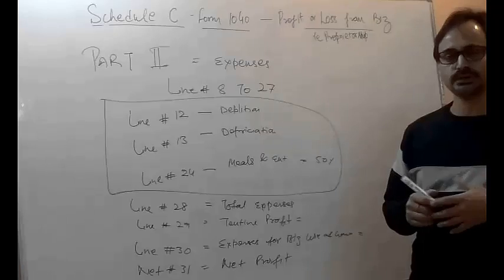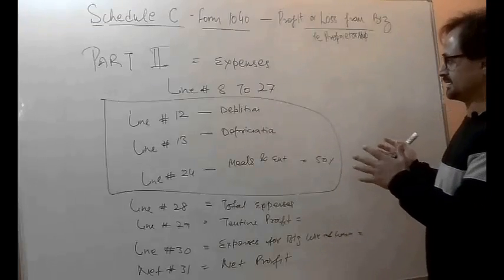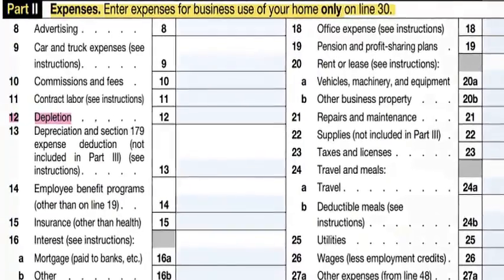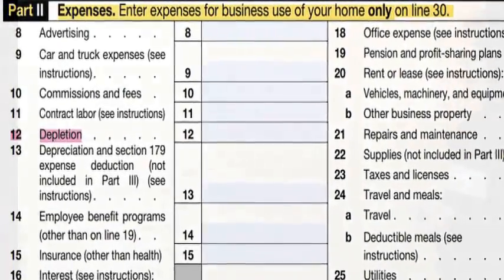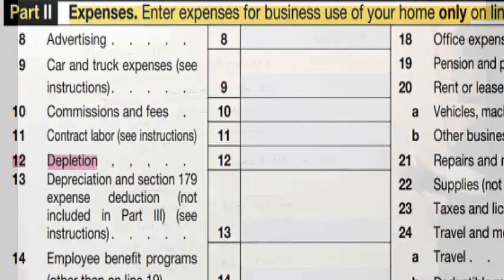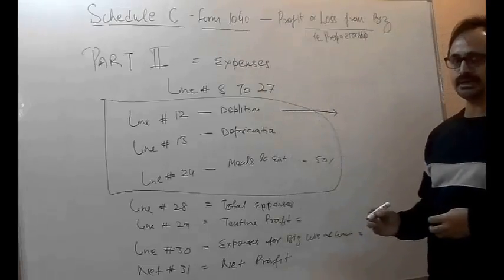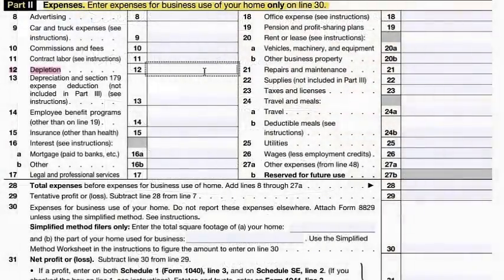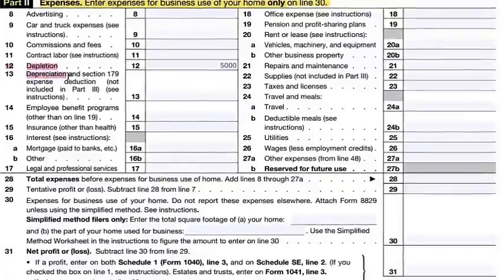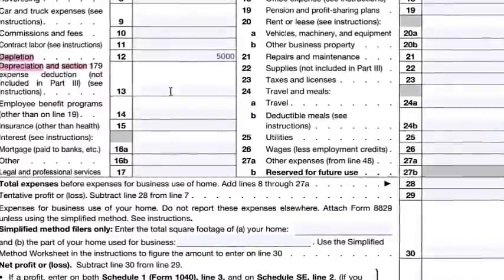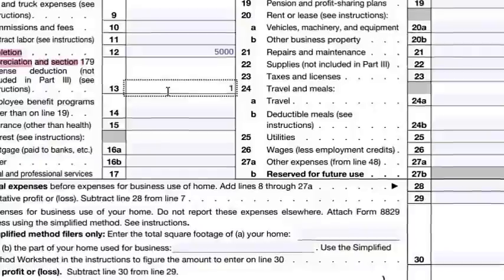But what I wanted to discuss with you is that whenever we are looking at these expenses, we just need to focus on line number 12. What does line number 12 show us? It tells the depletion. Whatever the amount given for depletion, we can add it back. Let's say it's 5,000 depletion, or depreciation, if they are saying there is a depreciation of $10,000. And also line number 24.